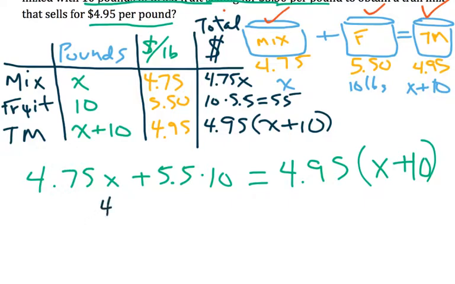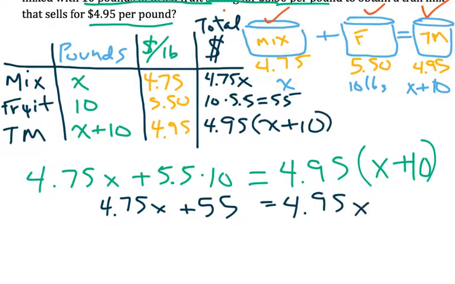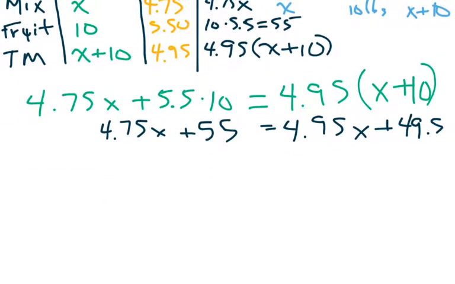I'm going to simplify. So we got 4.75x plus 55 equals, and here I'll go ahead and distribute so that I don't have parentheses. 4.95x plus, and then here we're going to have 49.5. If you're not sure where that came from, well, the decimal just moved over when it gets multiplied by 10. And if you're not believing of that, take out a calculator. Sorry about that. That probably ended up being pretty loud on your end.